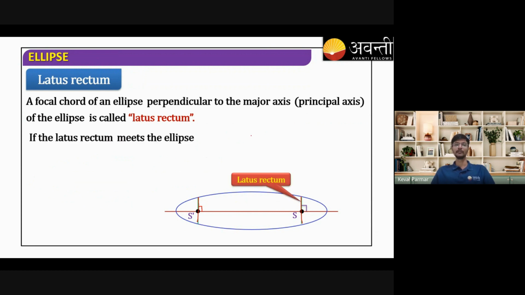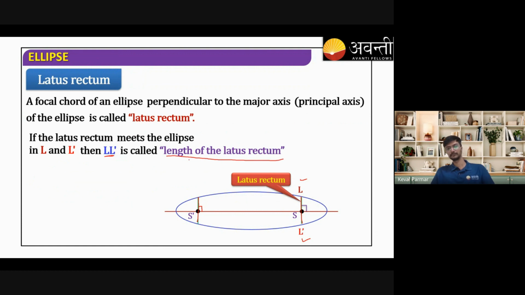Chalo. If the latus rectum meets the ellipse at L and L dash. So let us name those points. Let this point be L and this point be L dash. Then L L dash is the length of the latus rectum. Superb. Two b square by a. Very good. The length of the latus rectum is 2b square by a.